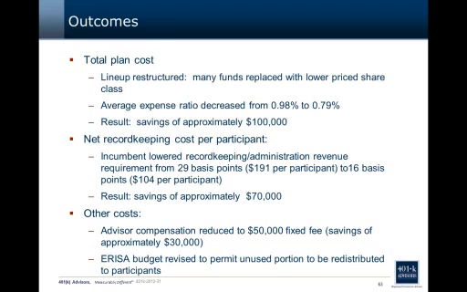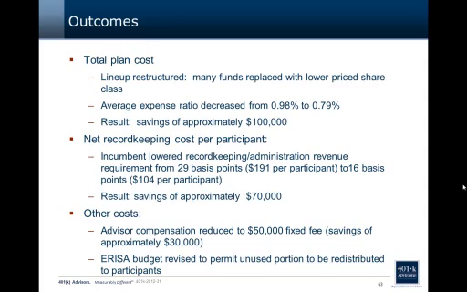But what happened with this plan is we restructured the lineup. We were able to get many funds with lower priced share classes. So again, if you think back to that American Funds illustration, we may have had the R3 share class. We were able to get either R4 or R5 now. We were able to then decrease the overall expense ratio from 98 basis points to 79. That represented a soft dollar savings of about $100,000, all inuring to the benefit of participants. When we looked at the net record-keeping costs, the incumbent rebid the services and said, well, instead of 29, all we really need is 16.